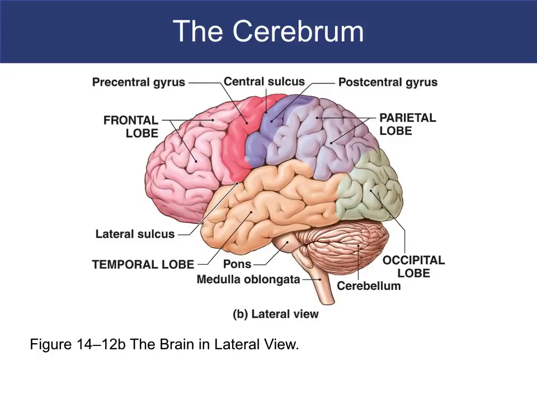But here's your precentral gyrus that we just talked about, and your postcentral gyrus, and between them is the central sulcus. The other sulcus that you need to know about is this one here called the lateral sulcus. It goes this way, and you see it basically divides the temporal lobe below from the frontal lobe and parietal lobes up above.